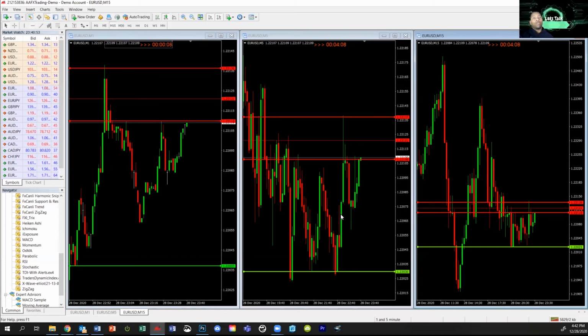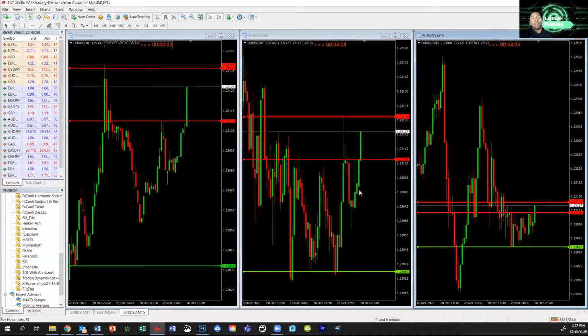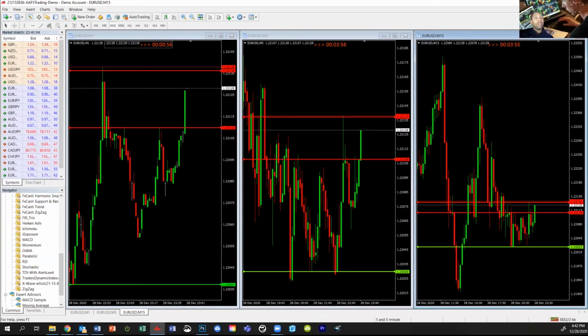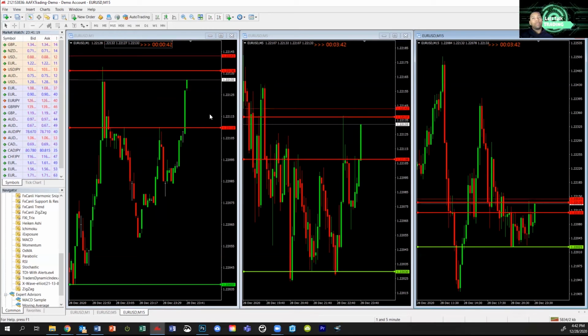So this in a nutshell is how you would utilize and take advantage of multiple time frame strategies. And as you can see, it really broke through that resistance level very strongly. So what I would do is not take a trade right now. I would wait for a pullback and then a retest of that resistance level going in that direction.